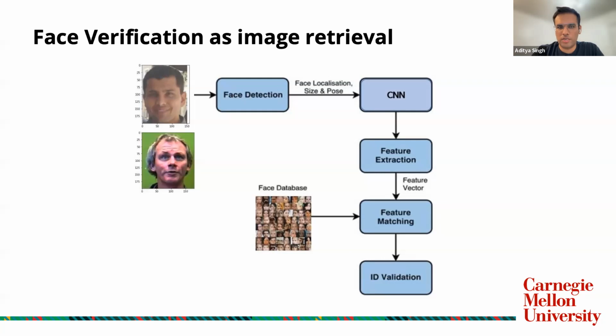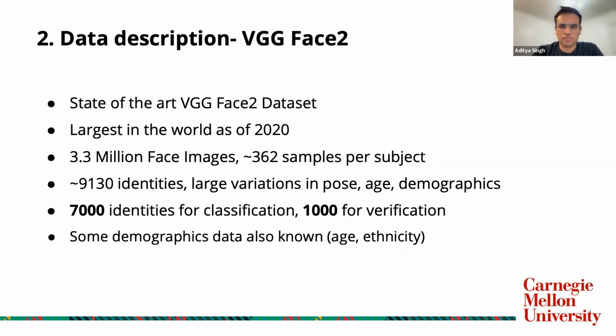So let's talk about what is. So we're just going to briefly go over the data set. The data set that we'll be working with in this homework is the state-of-the-art VGGFace2 data set. I think as of 2020, it was the largest compilation of face data set for machine learning in the world. I don't know if that's true now, but it has 3.3 million face images, around 362 samples per subject, 9,130 identities in total with good variations.